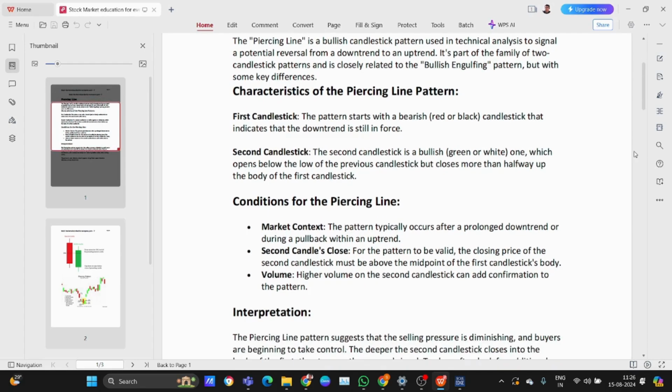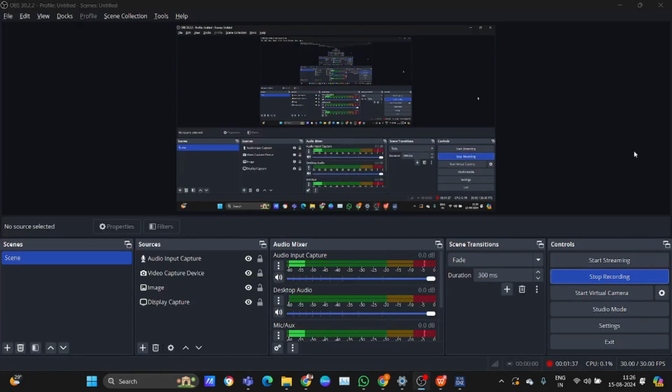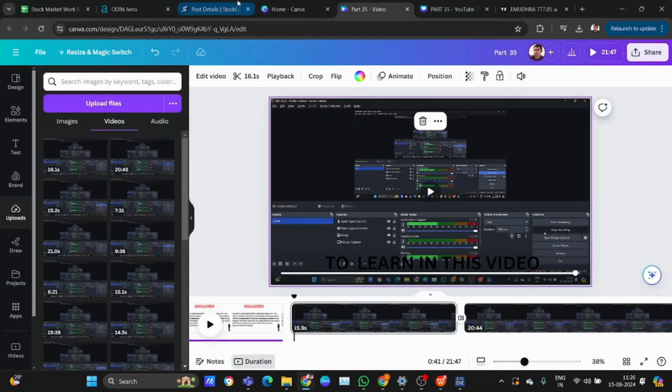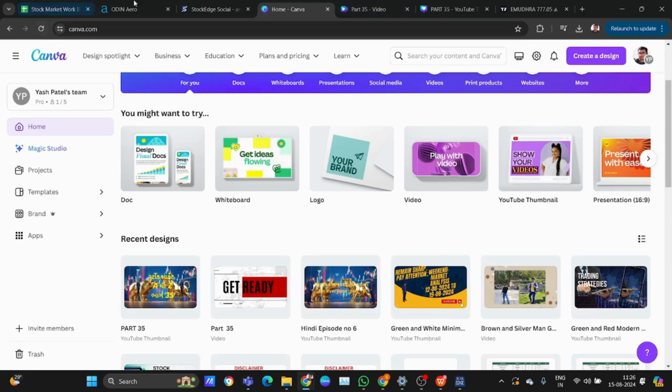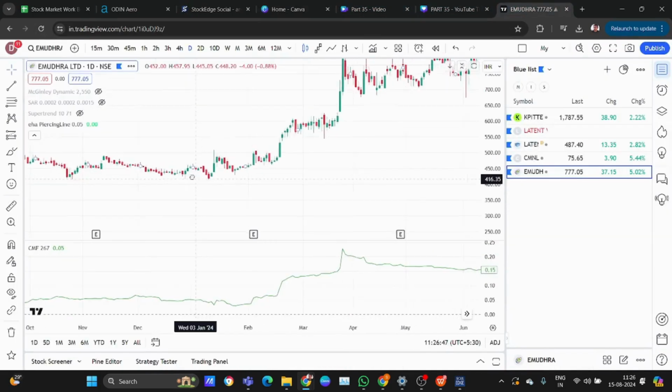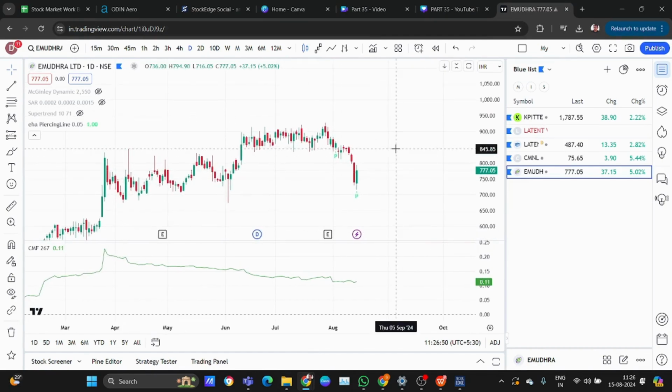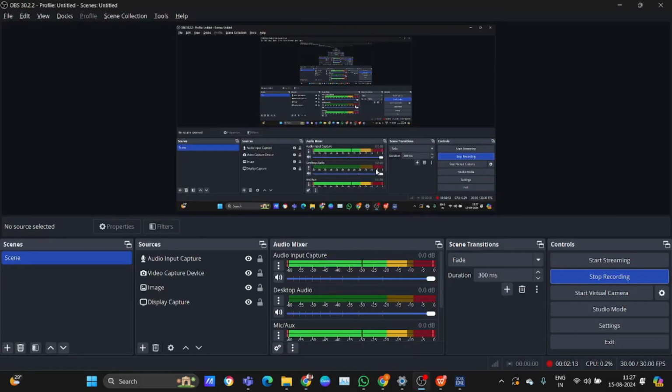Conditions of a piercing line. In the live example, you can see it very well. You can see that this candle opens below the previous candle, and closes above half of the red candle's body. If both conditions are satisfied, then you can say that it is a piercing line candle.